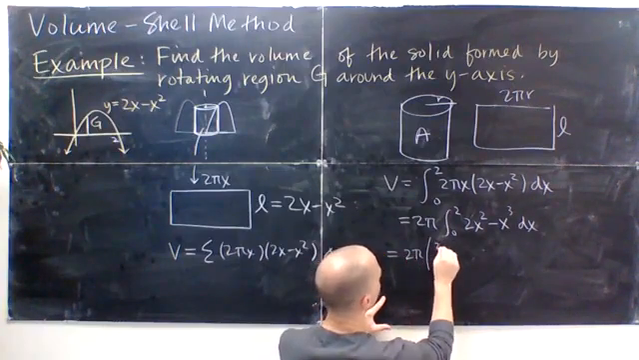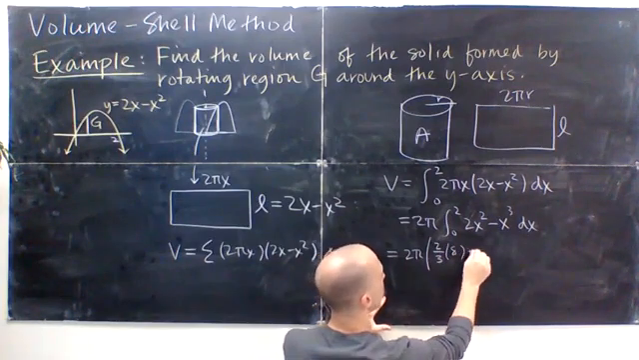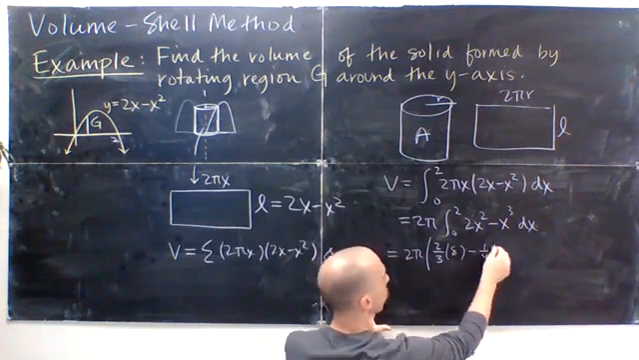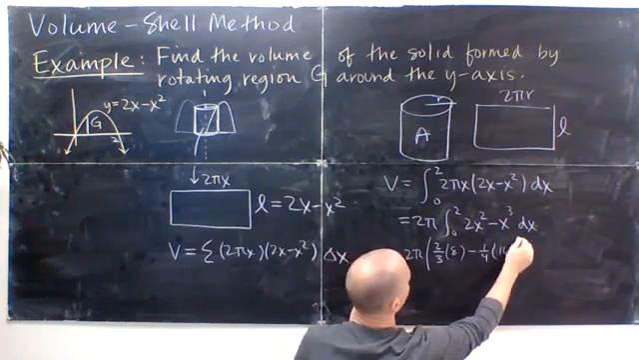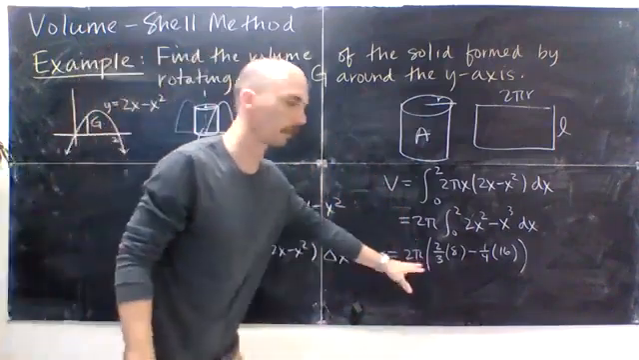So 2/3 of 8 minus 1/4 of 2 to the 4th, which is 16. When I plug in 0 into those antiderivatives, I'm going to get 0 back, and so that's going to be my volume.